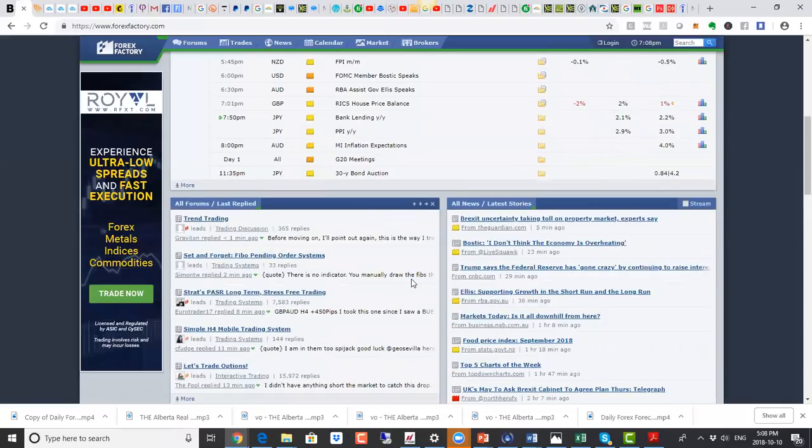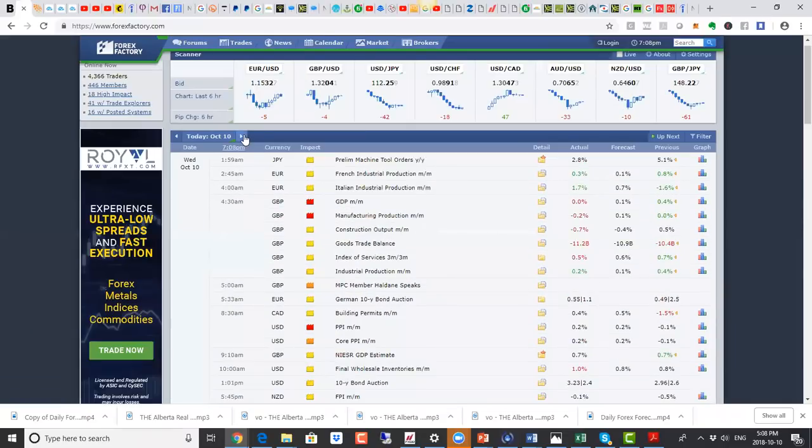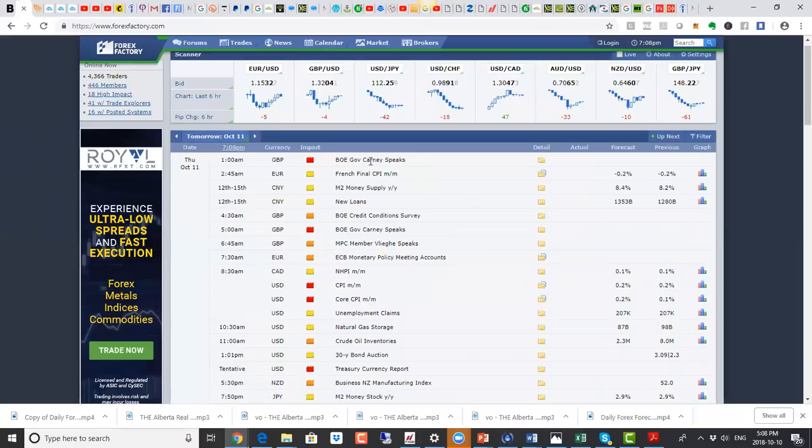And then that's it. So coming up tomorrow, we have Bank of England Governor Carney speaking, so that will be important. He's speaking a couple of times, so we just have to pay attention to the comments that come out of it. Important thing here, even though this is marked in orange, this is actually quite important.